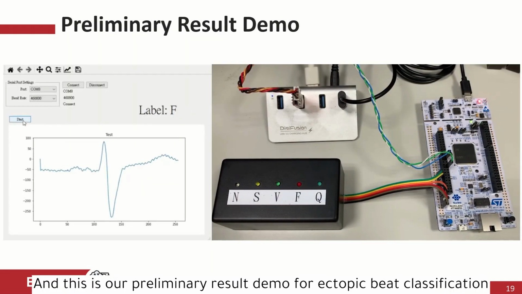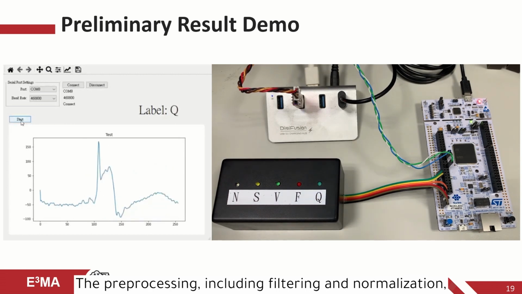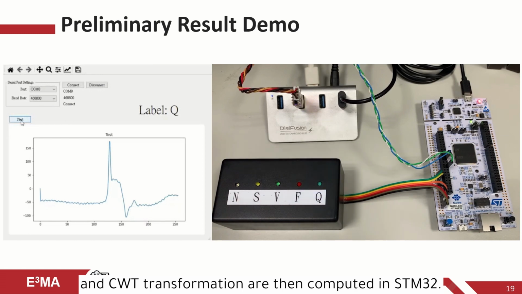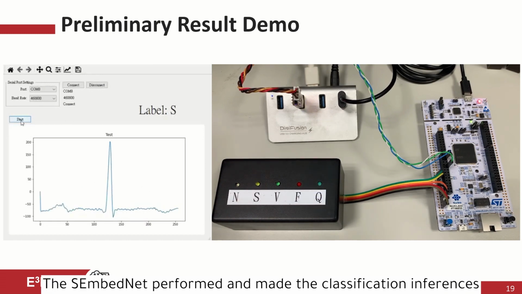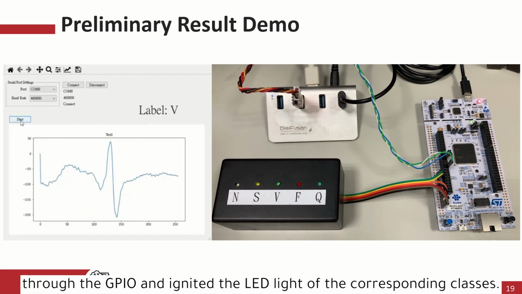And this is our preliminary result demo for ectopic beat classification. We use UART to transport the ECG signal in STM32. The pre-processing, including filtering and normalization, and CWT transformation are then computed in STM32. The S-embedded net performed and made the classification inferences based on the CWT spectrogram result and output the result through the GPIO and ignited the LED light of the corresponding classes.